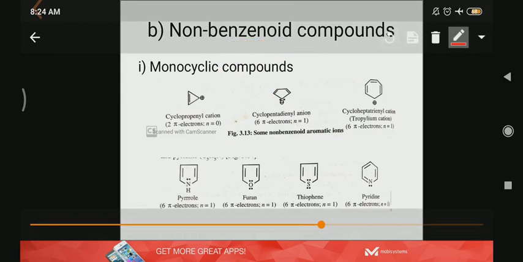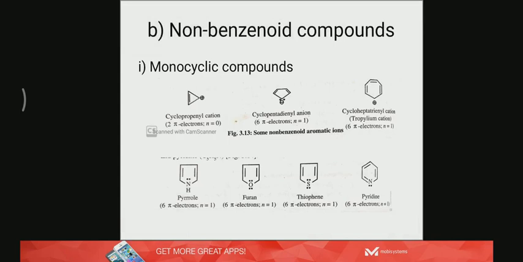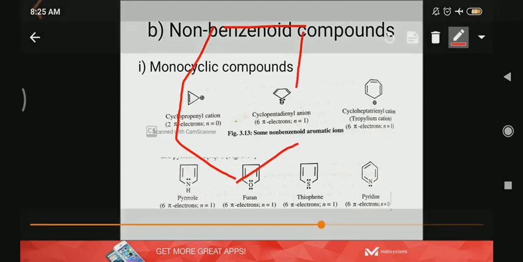The third one is cycloheptatrienyl cation. It's a 7-membered ring. It is also called tropylium cation, a very popular name. Tropylium cation. What is it? A 7-membered ring like this. Look here. I will redraw it. It's like this.